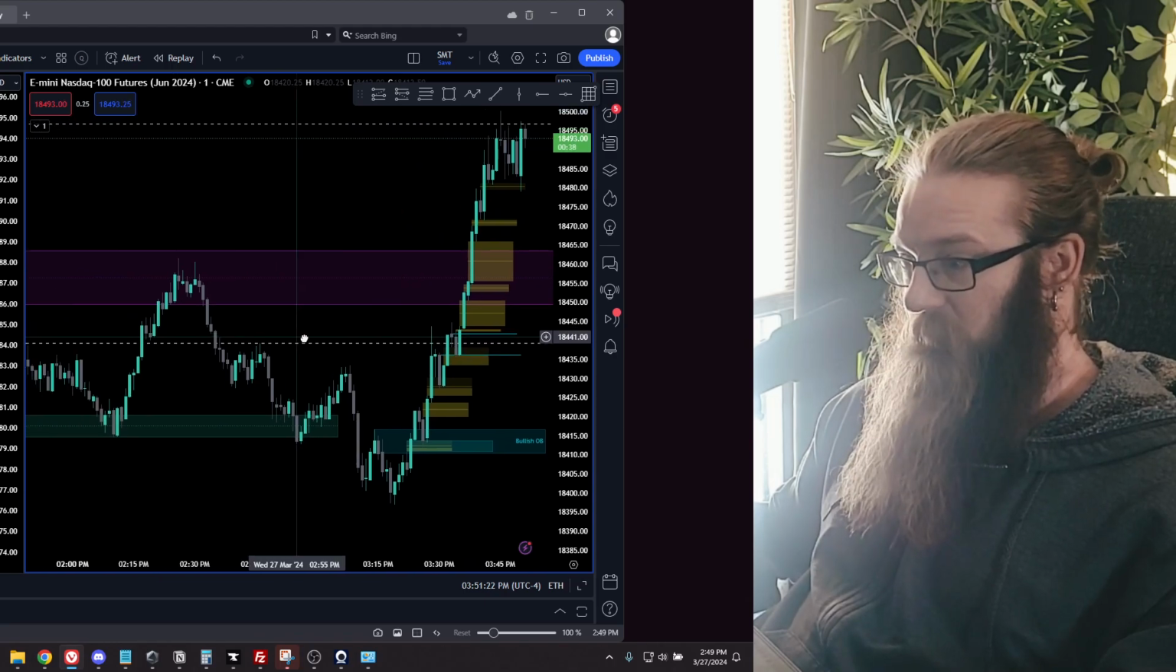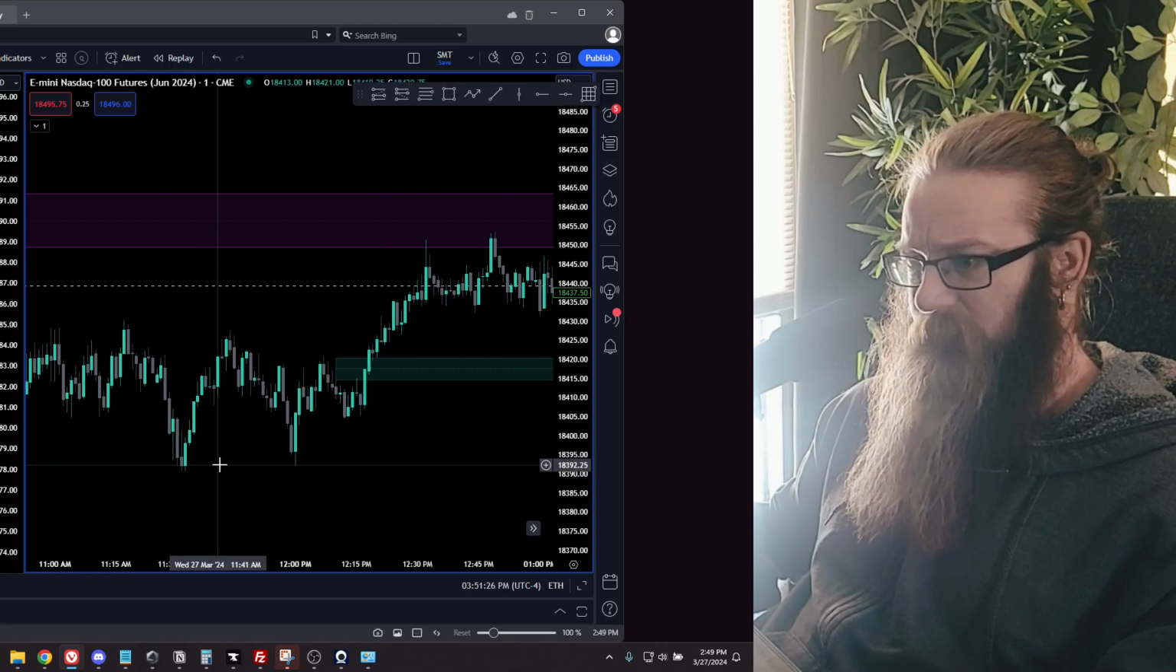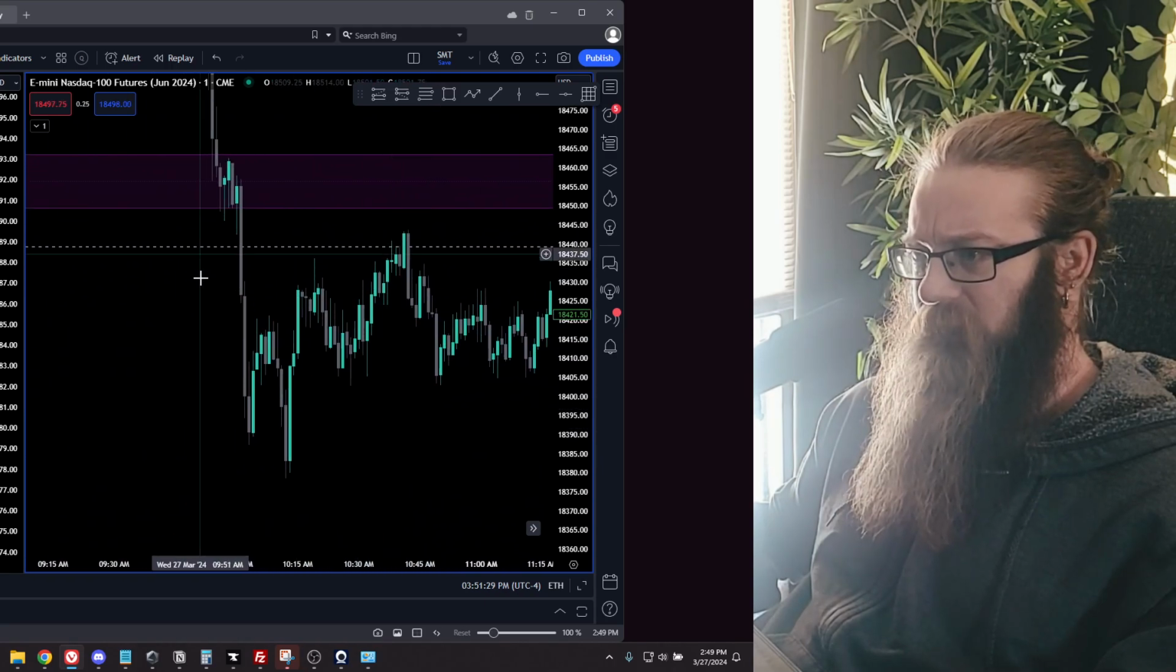I really like propulsion blocks. Let me see if I can find one more example of that. Maybe on the downside.